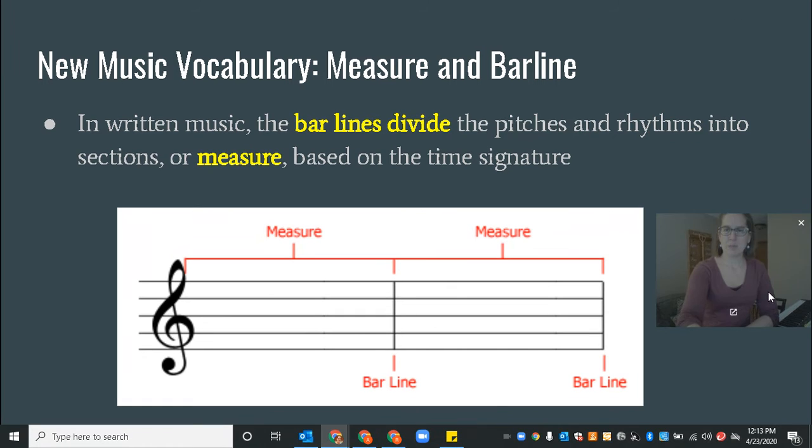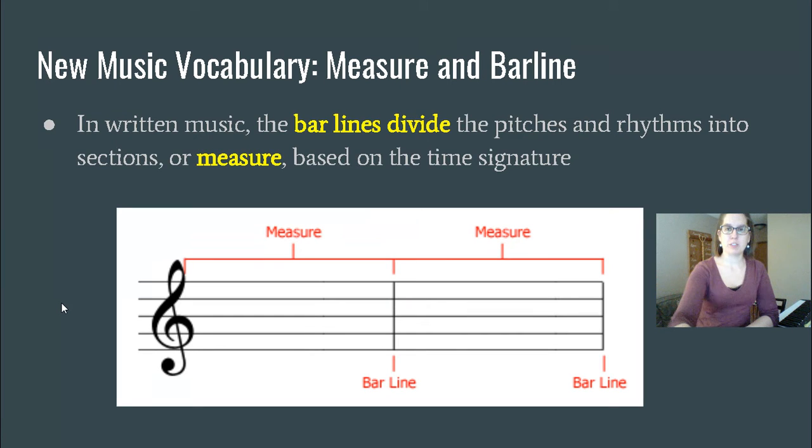We need to talk just a little bit more about another part of music, some new vocabulary words. We're going to talk about measure and bar line. Now, measures and bar lines are what help divide those pitches and rhythms into sections. So when you see those rhythms, the quarter notes and eighth notes, they're not just messed up all over the place. They've got measures and bar lines to help organize them.